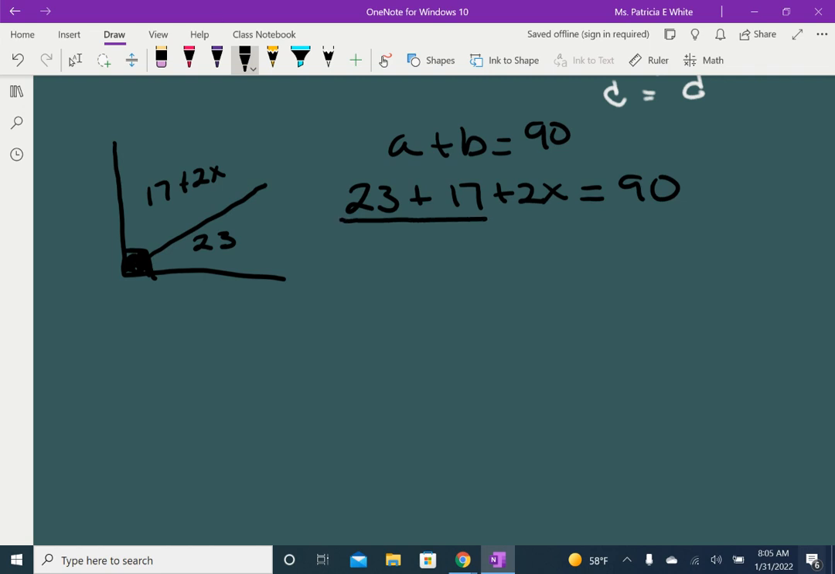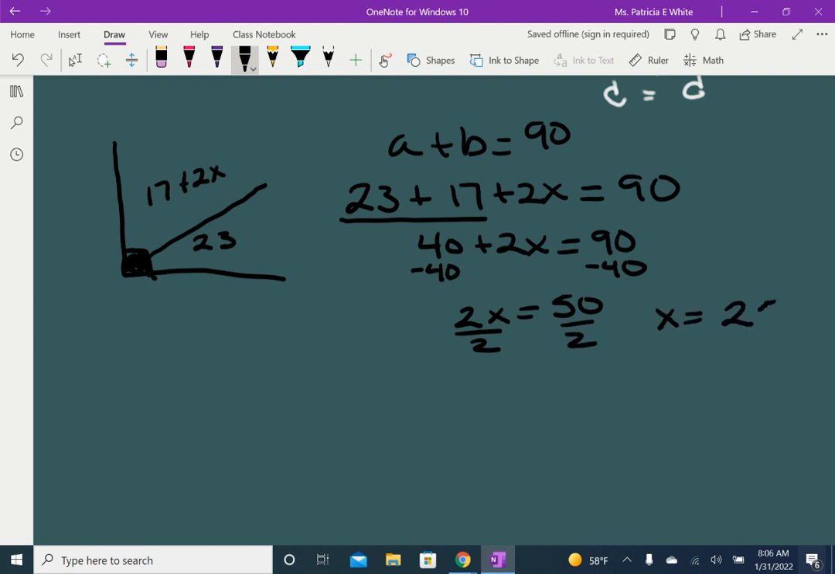23 and 17 are both constants, so they are like terms. That's going to give me a 40. 40 plus 2x equals 90. Two-step equation. Get rid of the 40, and 2 times x equals 50. Divide by the 2, and x equals 25. Okay.